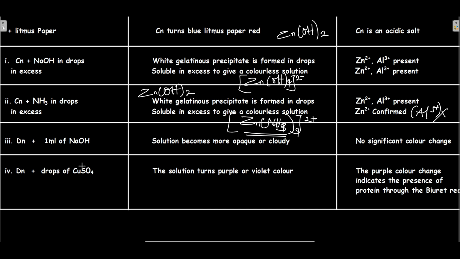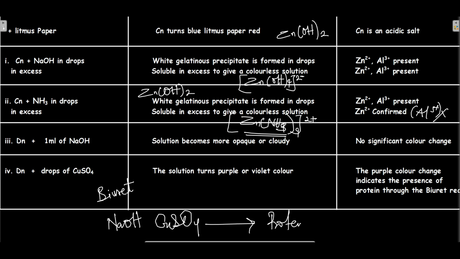We'll go back to the DN. In this other aspect, you want to test for the presence of protein, and this kind of qualitative analysis is called biuret analysis. The biuret reagent is a mixture of sodium hydroxide and copper 2 sulfate. It is used to test for the presence of protein in a compound or solution. Now we have DN plus 1 ml of sodium hydroxide. When you add sodium hydroxide to DN, the solution might become more opaque or cloudy due to the denaturation and precipitation of the milk protein, but there will be no significant change in color.